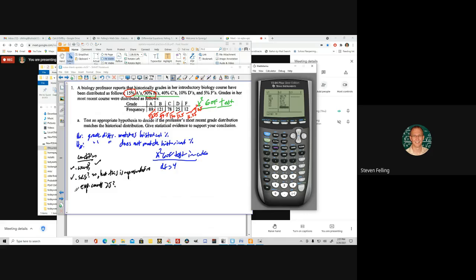Okay, at this point, now that we have the expected counts, we can finish the conditions because we have to check that the expected counts are at least 5. All of those values are at least 5. So now I can use this as the reason why I can say, yes, this is true.